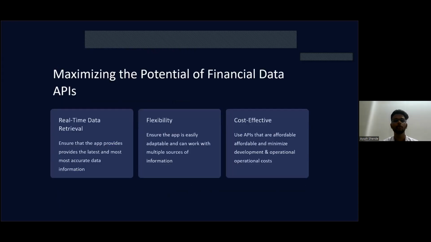Now how could we maximize the potential of these financial data APIs? Our application must ensure that it provides the latest and most accurate data, that is the real-time data it travels.